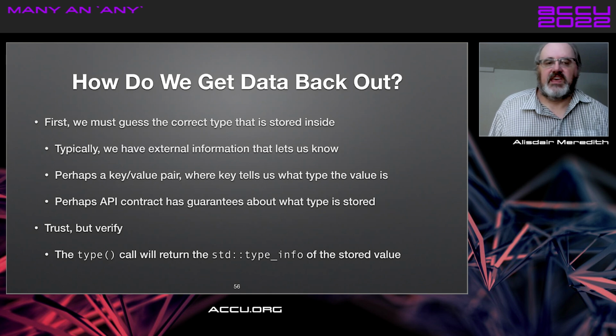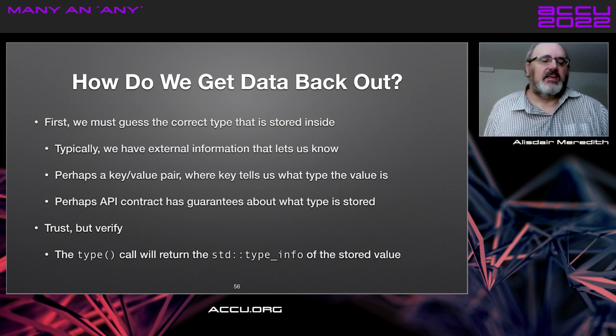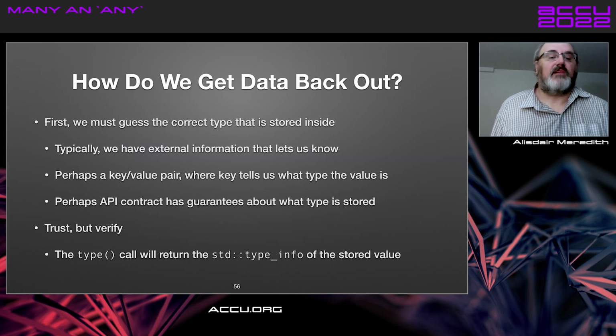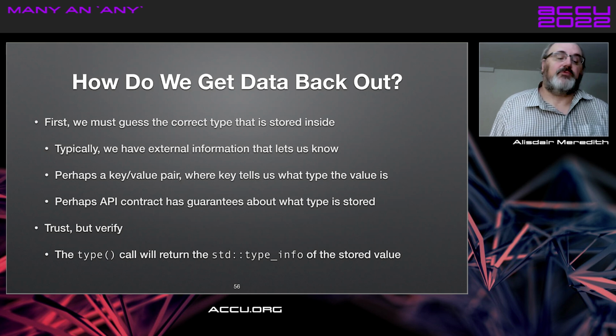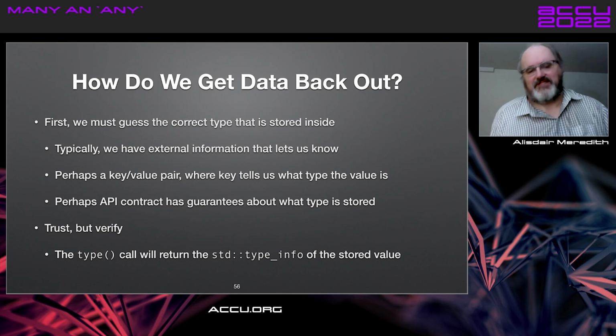But the key question is, now we've got all our data stored in our any objects, how do we get it back out? Well, ultimately, we're going to have to guess at the correct type that's stored inside, because otherwise, where are we going to put it? If we're not putting it into something that's got the right type, it's not going to work. And if it's going to come out as the right type, we've got to make our guess. But typically, you're going to set up the system in such a way that you've got a good idea what that type is without having to query every type under the sun to say, do you have an int, do you have a double, do you have a type I never thought of.